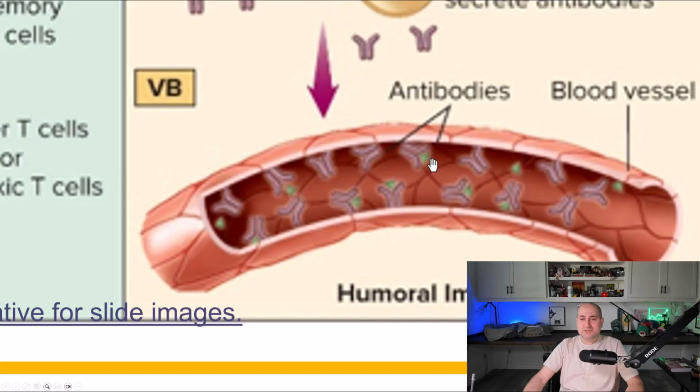And then this is called opsonization. This term is called opsonization. When an antibody binds to an antigen, that is known as opsonization. And that means that that antigen, see this green dot right here? That antigen is now marked for clearing by the phagocytic white blood cells.